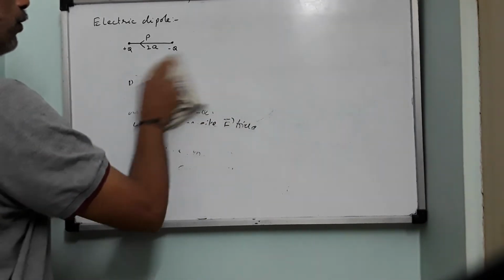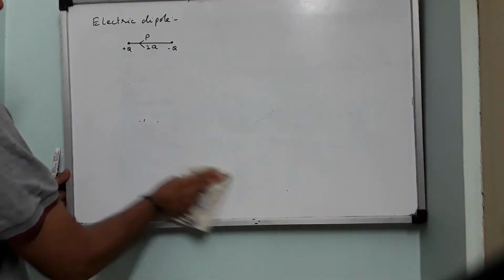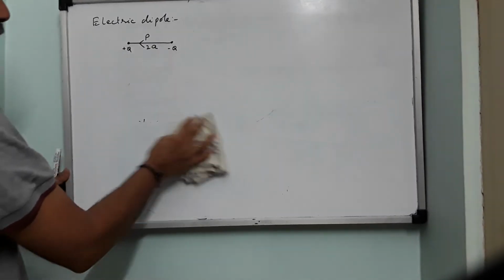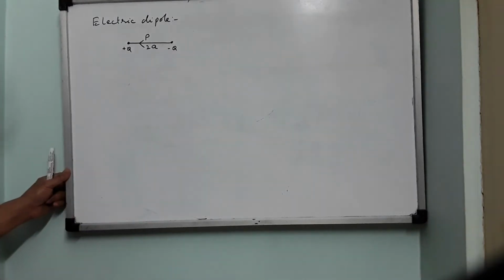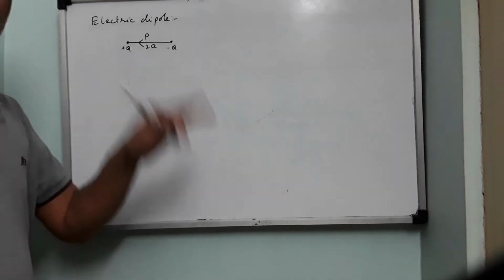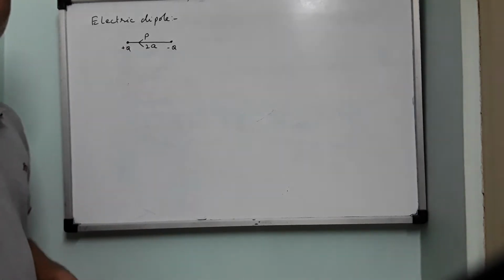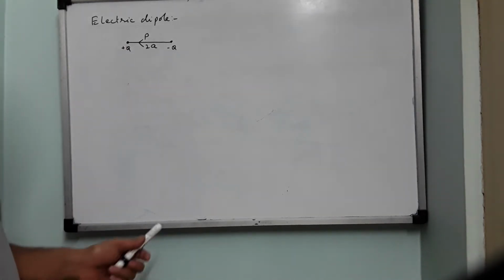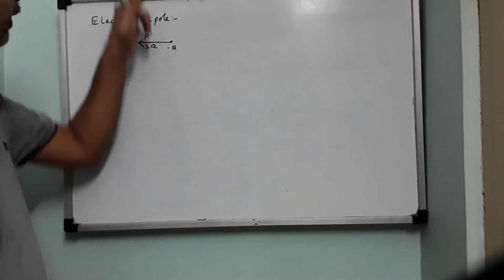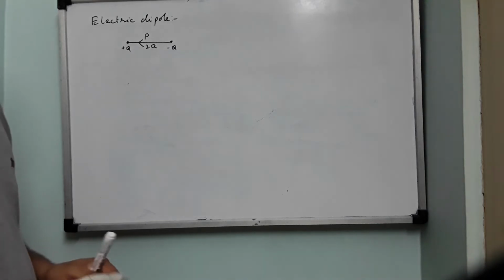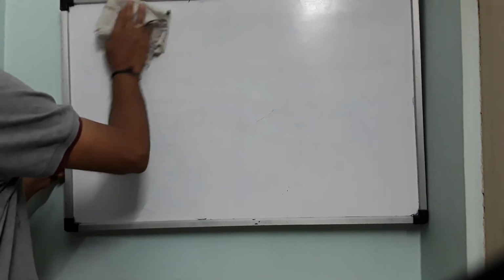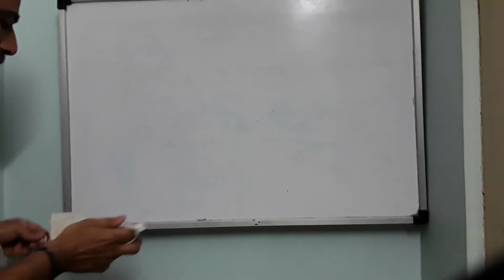Now, such a dipole whose net charge is 0, plus q and minus q, the total of these two charges is 0. A system whose net charge is 0 does not always produce zero electric field. Sometimes it also produces electric field at a given point. So we are going to discuss the electric field available along the axial line and the electric field along the equatorial line of an electric dipole.